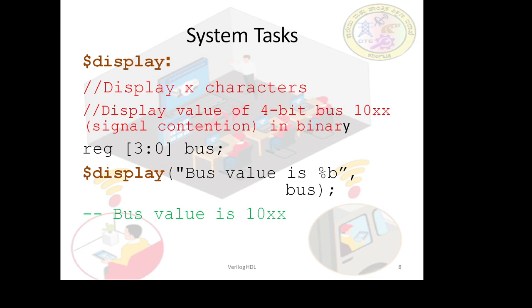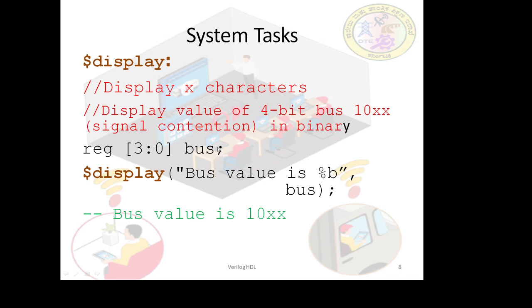the don't care characters. Now we'll assume this bus is holding information of 10x, the signal that is in the binary form. So register, which is a 4 bit of information. This is 4 bit of information, so that is why we'll be writing it as 3 down to 0, and the variable name we'll be giving it is bus. So bus is of type register. It is of 4 bit, which is capable of storing 4 bit of value.